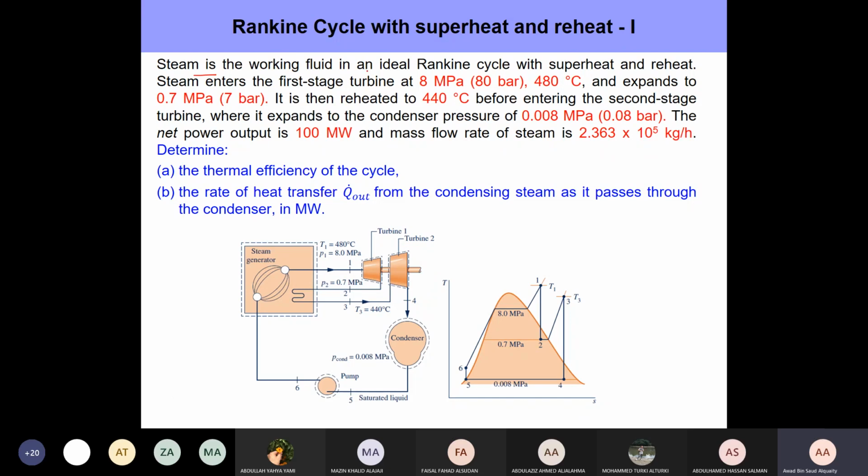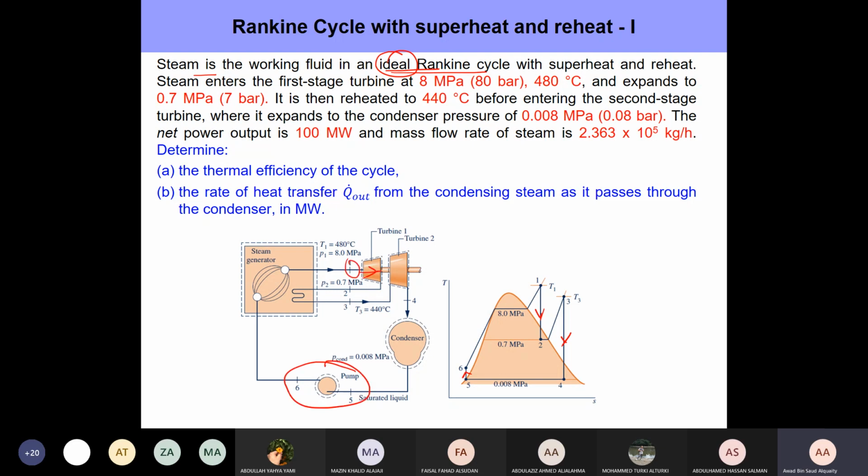So we have steam, which is the working fluid in an ideal Rankine cycle. Ideal Rankine cycle simply means that the isentropic efficiency within the turbine expansion is 100%. So the process 1 to 2 and 3 to 4 is isentropic. Same as the process 5 to 6. 5 to 6 happens in the pump.